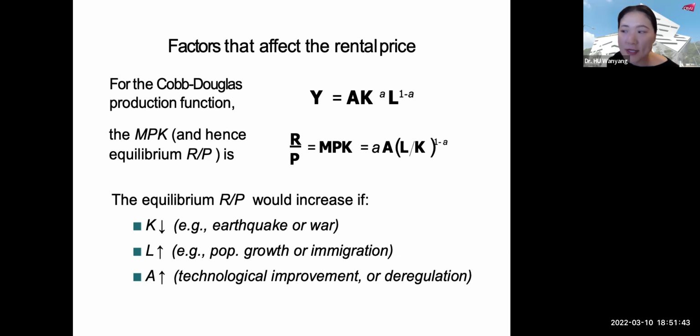I think the question is, what is A? Usually this is the share of capital in the production. For example, if you have 60% capital input, you use 0.6. This is the share. Usually this is a share, but sometimes it depends on the specific assumption made in the study. But usually we use this as the input share.